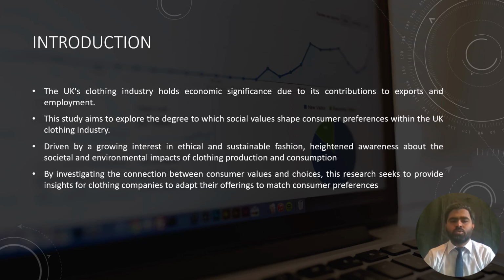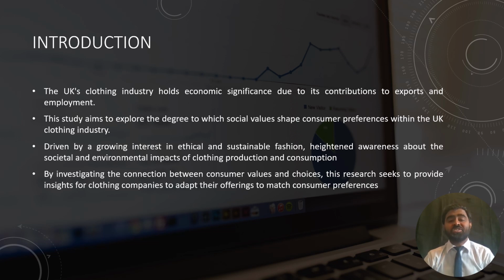First and foremost, the clothing business in the United Kingdom is economically significant due to its contribution to exports and employment, but it is also heavily impacted by consumers' alignment with social values. The purpose of this study is to investigate the extent to which social values impact customer preferences in the UK clothing sector, recognizing the growing importance of values in purchase decisions.